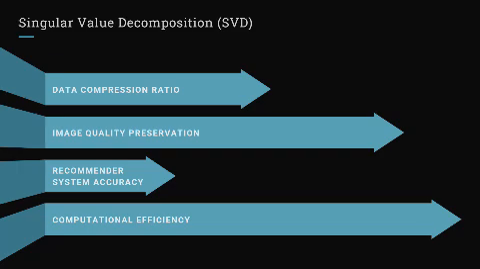Then it is applied in image compression. SVD helps compress images while preserving essential information. Further on, in recommender systems, SVD is used in algorithms that suggest products or movies based on user preferences. For example, we have the example of Netflix or Amazon for this.